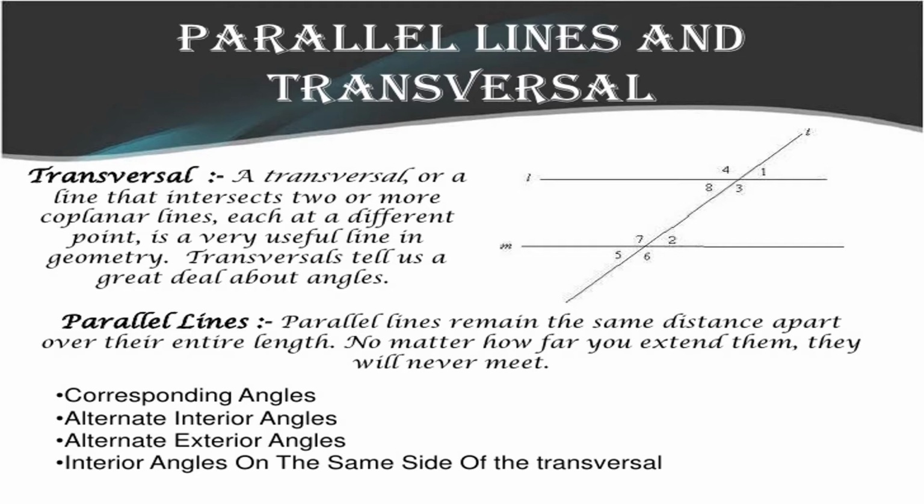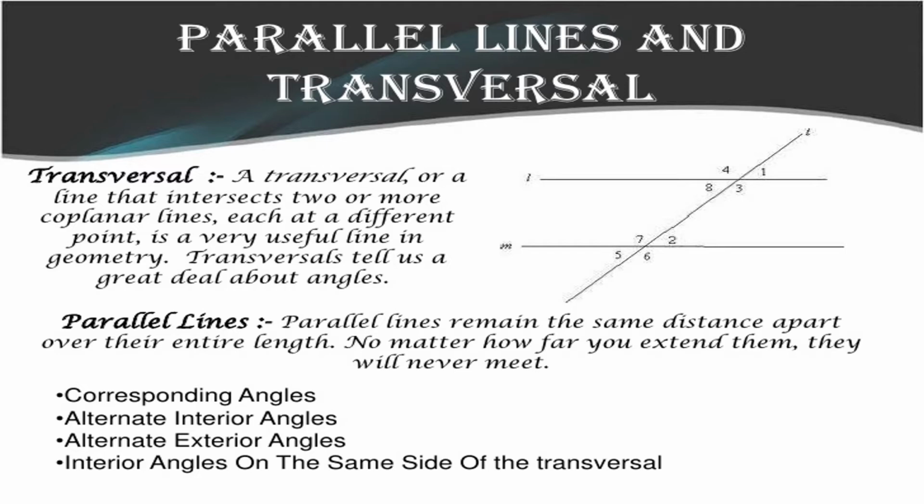Parallel lines and transversal. A transversal is a line that intersects two or more coplanar lines, each at a different point, and is a very useful line in geometry. A transversal tells us a great deal about angles. In the figure, L and M are parallel lines and T is a transversal which intersects these parallel lines L and M at two different points. So we get different angles.